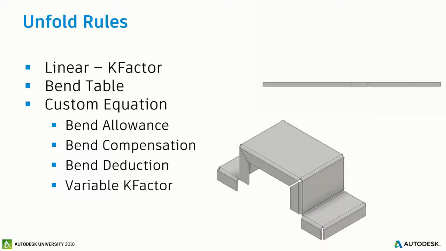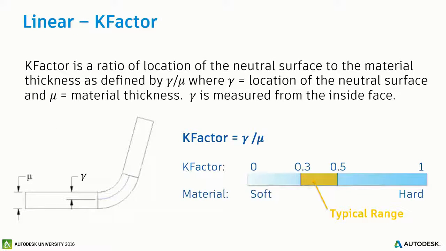So we come to the unfold rule. Unfold rule is very important for what? It's to come up with the material length before you bend it, before you go to manufacturing. So Inventor provides three ways to calculate the developed length for the whole material. The most basic one is the KFactor. KFactor is the factor to define the position of the neutral surface. From this image, we can see that KFactor equals gamma divided by mu.